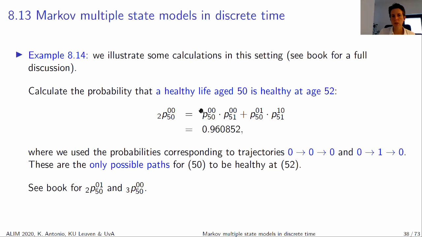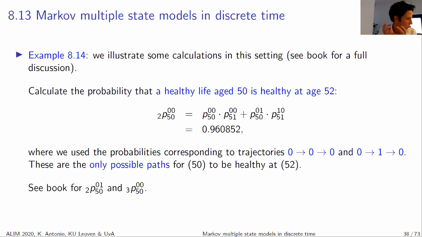It's going to happen with this probability. So I multiply these 2 one-year probabilities. And I can look at the path where I go from 0 to 1, and then from 1 to 0. That's going to happen with this probability, which is again obtained by multiplying 2 one-year transition probabilities. So if I put that all together, I get the requested probability.